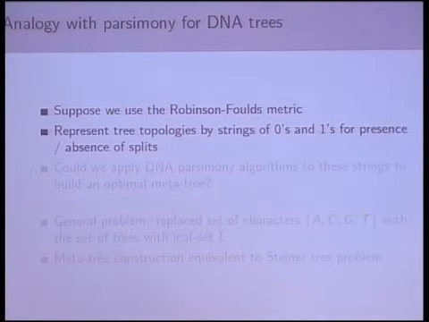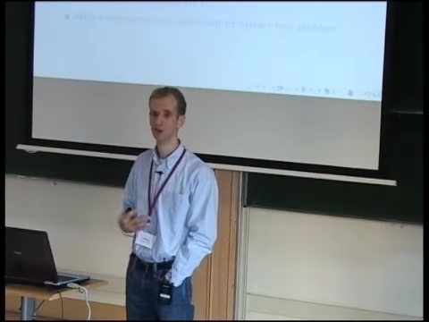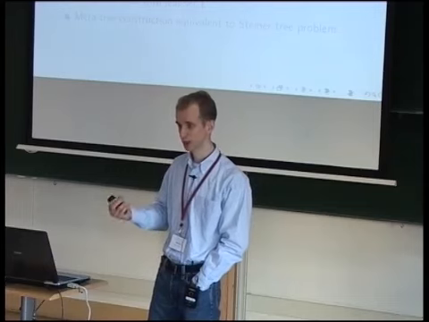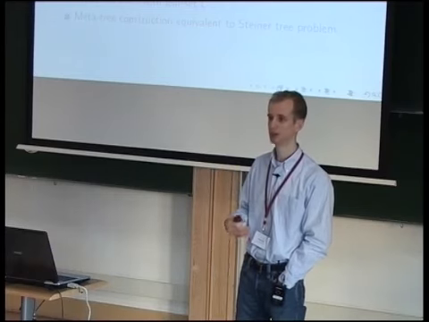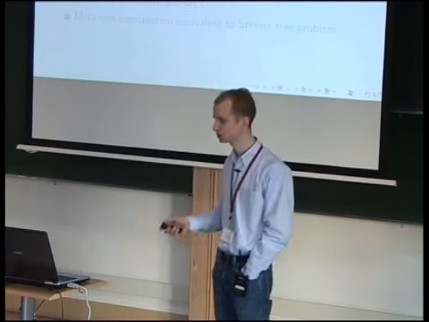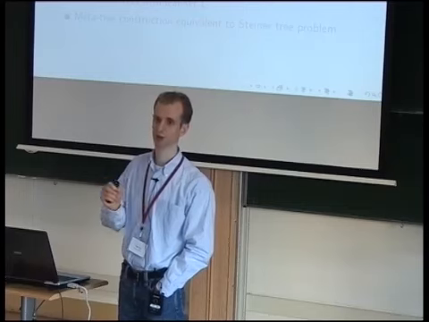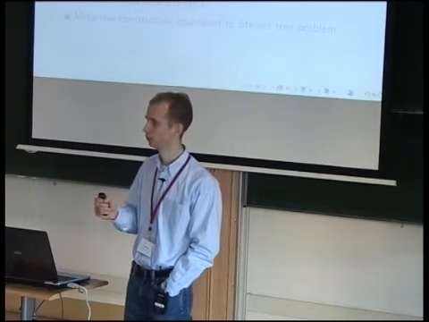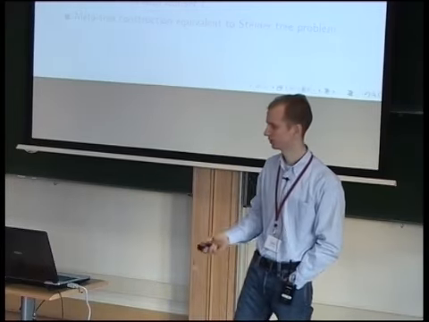So there's an analogy here between constructing a metatree and parsimony for DNA. Suppose we use this Robinson-Folds metric. We can then represent tree topologies by strings of ones and zeros to mean absence or presence of splits. So could we apply our parsimony algorithms to build an optimal metatree? And the answer is no, because we need each of these strings to be a compatible set of splits. And in general, if we apply this algorithm, we don't get a tree-like set of splits.